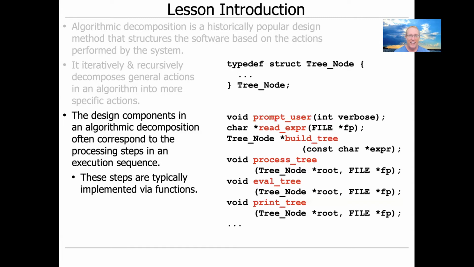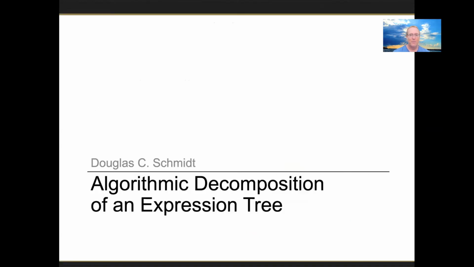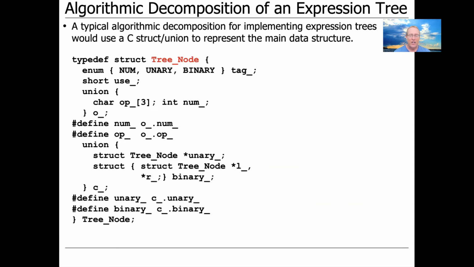These steps in an algorithmic decomposition software program, as opposed to a recipe, are typically implemented by functions. And oftentimes these functions, historically at least, have been implemented using second-generation programming languages like Fortran or C or Pascal. We'll explore the algorithmic decomposition and the decomposition of the algorithm into the functions in a very short time. So let's take a look at how you might implement an expression tree using algorithmic decomposition using C.